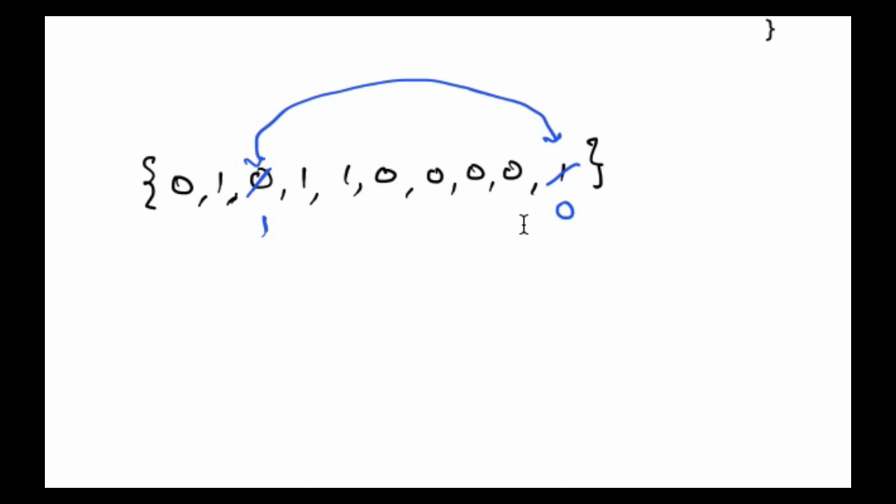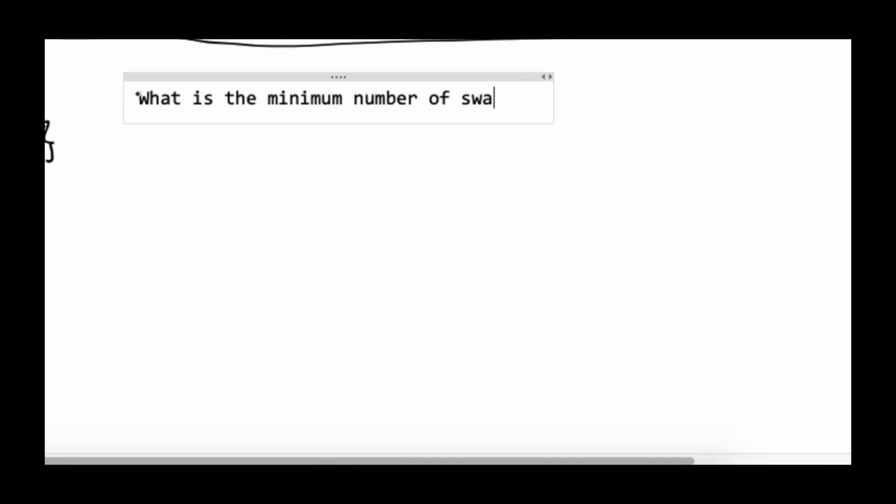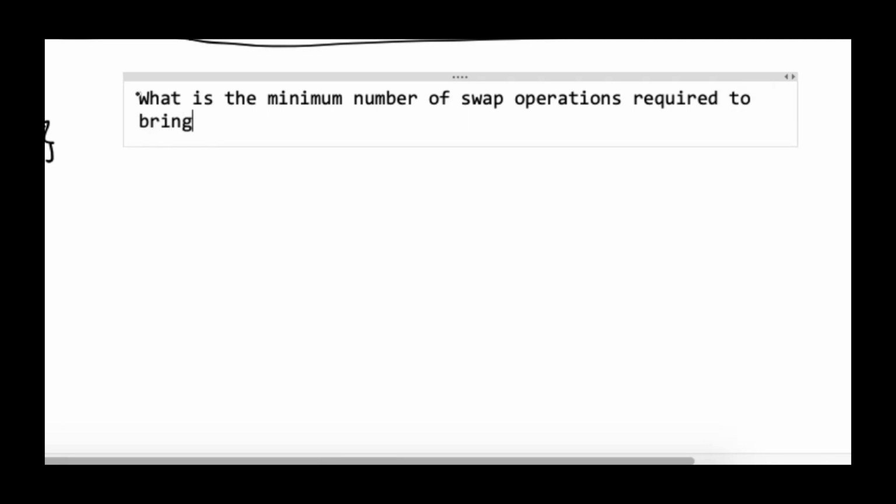The question is: what is the minimum number of swap operations that need to be performed to bring all the ones together? So basically, what is the minimum number of swap operations required to bring all the ones together in a binary array?